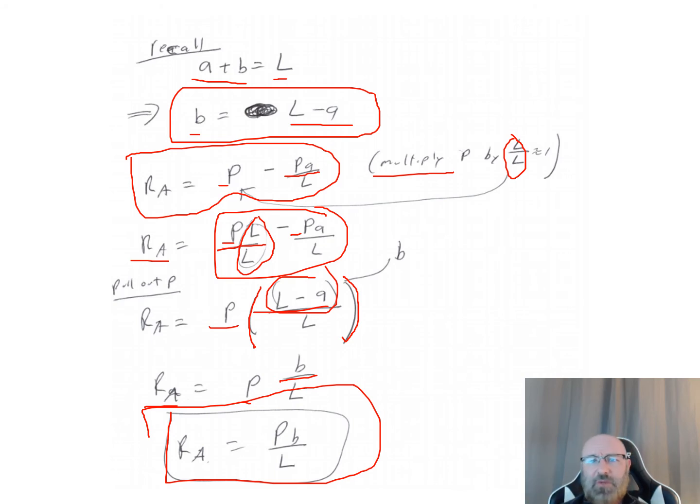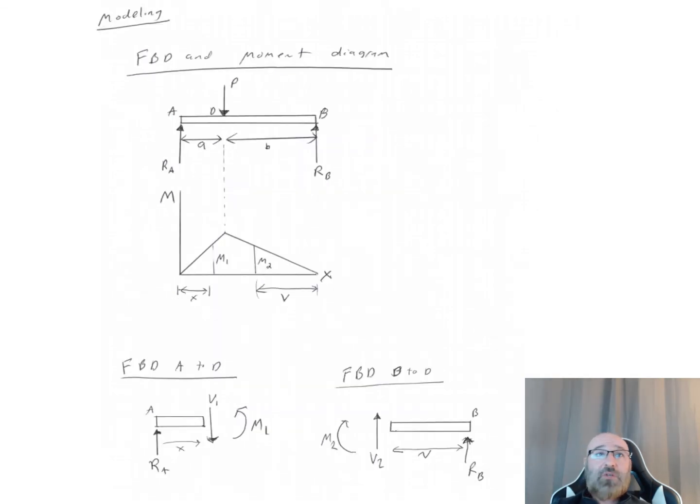There's multiple ways that we can do this, and this is a little bit tricky because we haven't plugged in our numerical values. We're solving this in terms of our variable names here. But now we do have an expression for R_A and R_B in terms of our known variables for part A of our problem. So for our next step in our solution, we're going to do some modeling here.